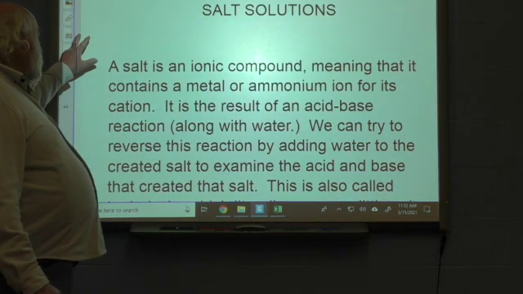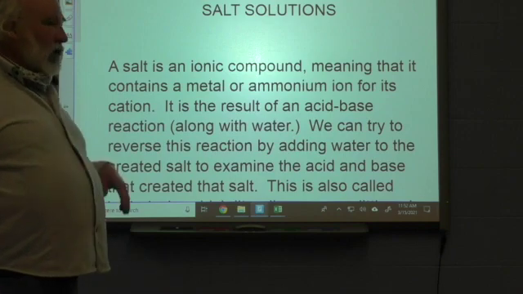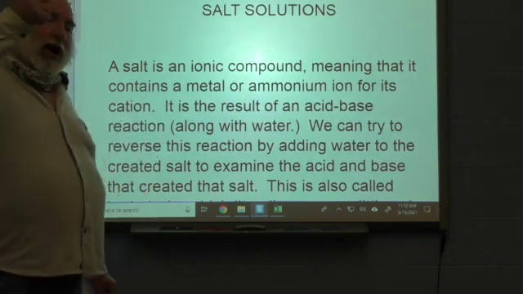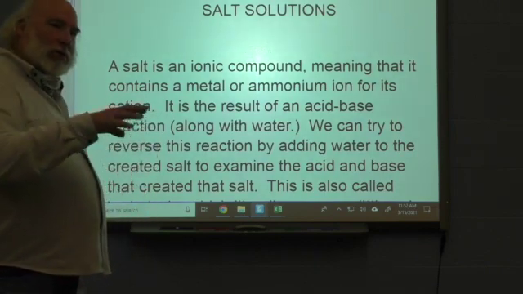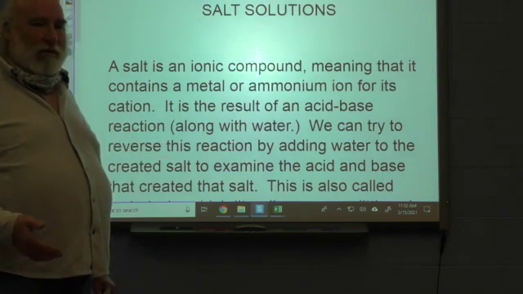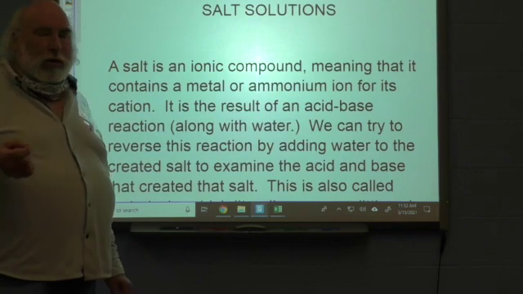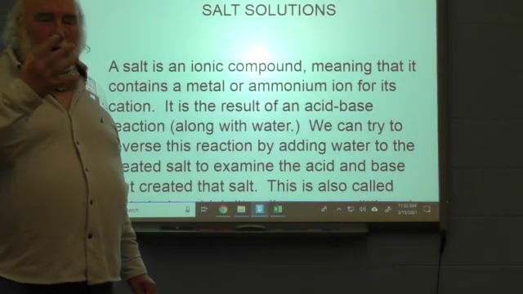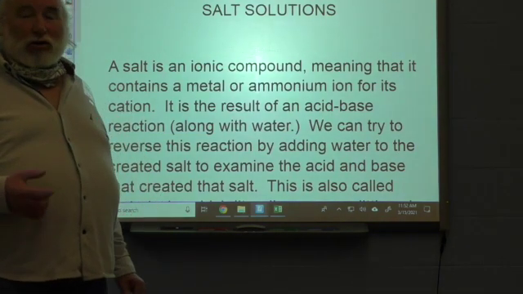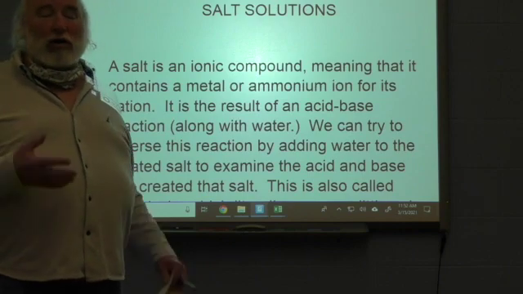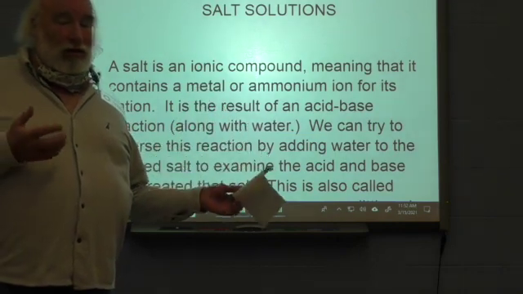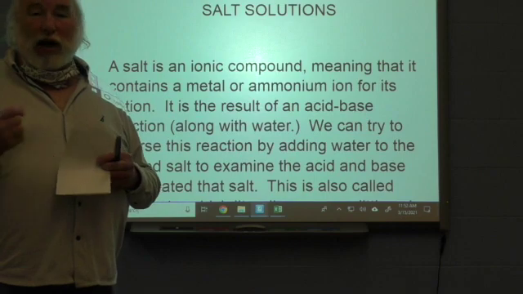So what we're going to do is take the salt, which has been created from an acid-base reaction in the first place, add water to it and force it in the opposite direction, the reverse reaction, and then we're going to examine what we have. You're going to get an acid and a base of different strengths, maybe. Now, if it's like sodium chloride, when dissolved in water it gives you sodium hydroxide and hydrochloric acid, both of which are strong acids and bases, and therefore create a neutral solution.